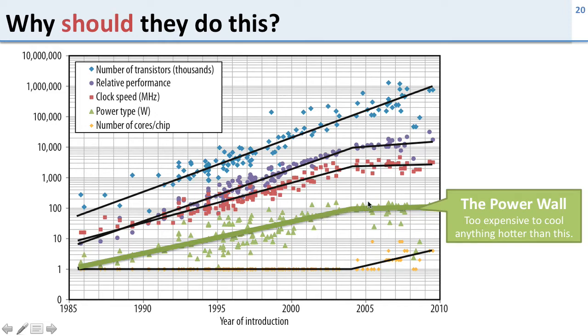If we continued this line up here, we'd be paying more to cool off our chips than we'd be paying to use our chips. So they had to stop making the chips hotter and hotter, and the way they did that was by stopping increasing the clock speed.